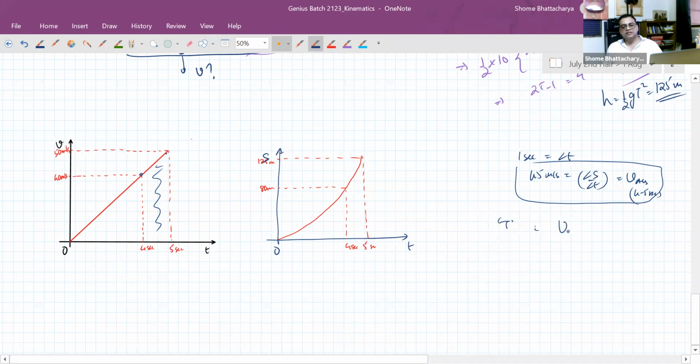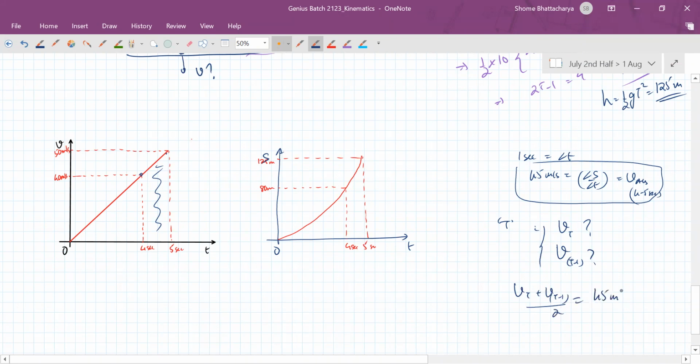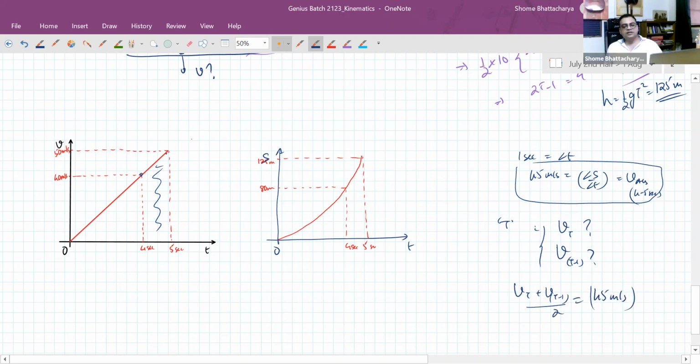So the instantaneous velocity at time t is how much, I don't know. The instantaneous velocity at t minus 1 is how much, I don't know. But I know that the average of these two is how much? It is 45 meters per second. Okay, so that is fine, but it doesn't help me directly.